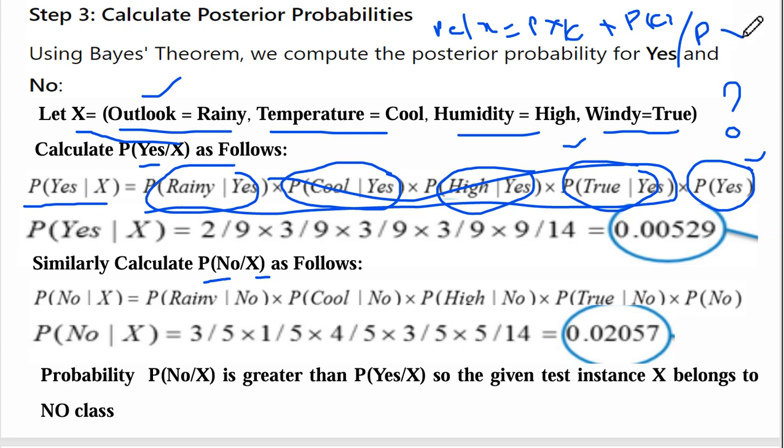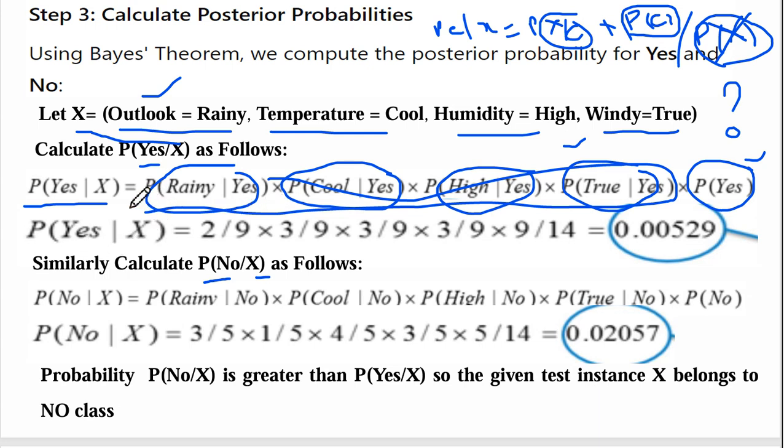Here the P of X has the same value for the yes class and for the no class. That's why it has no impact on the overall probability value, and we simply ignore it. That means we are simply finding the likelihood probability and the prior probability for P of C. This is the likelihood probability and this is the prior probability. Now let's see P of yes by X.